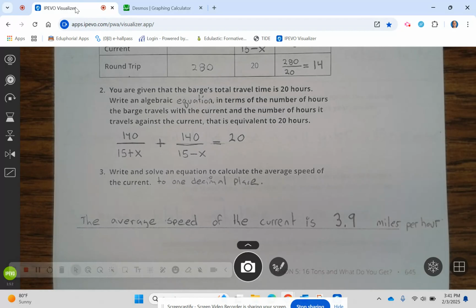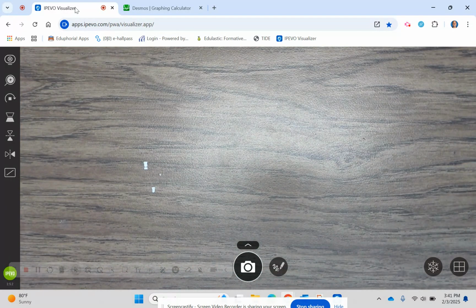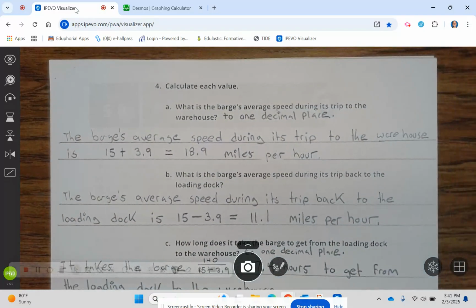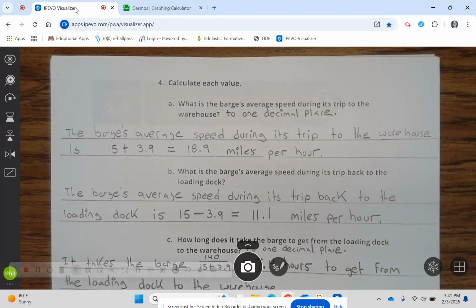All right, let's take a look at the next page. Number 4, calculate each value. A. What is the barge's average speed during its trip to the warehouse to 1 decimal place? The barge's average speed during its trip to the warehouse is 15 plus 3.9, which is equal to 18.9 miles per hour. B. What is the barge's average speed during its trip back to the loading dock? The barge's average speed during its trip back to the loading dock is 15 minus 3.9, equal to 11.1 miles per hour.